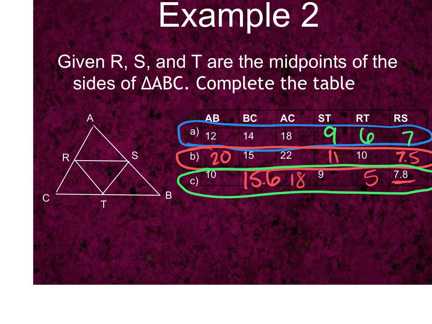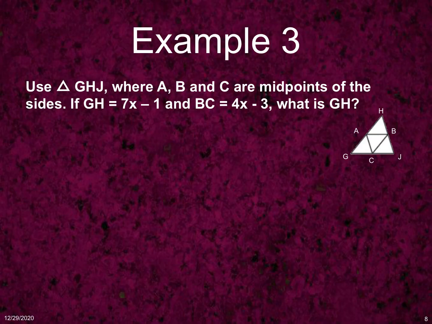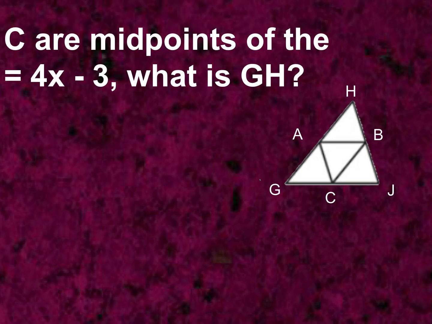Okay, let's do a tougher example that involves X. It says that A, B, C are the midpoints of the sides of the triangle GHJ. So we know that they're midsegments. AB is a midsegment, BC is a midsegment, and AC must be a midsegment. If GH is 7x minus 1 and BC is 4x minus 3, what is GH? Let's fill that in, guys. Go to your diagram and fill in GH and BC.